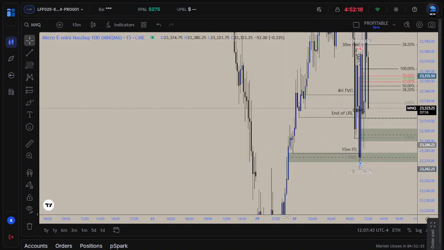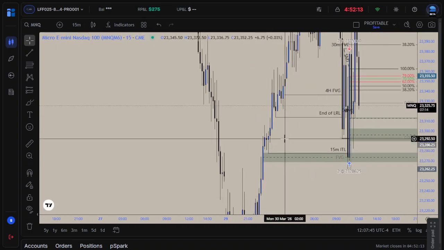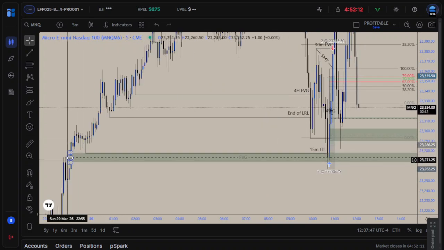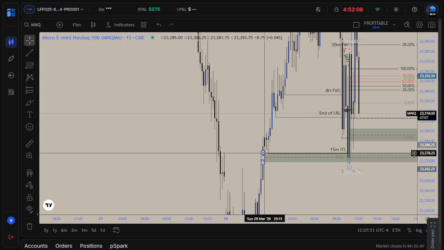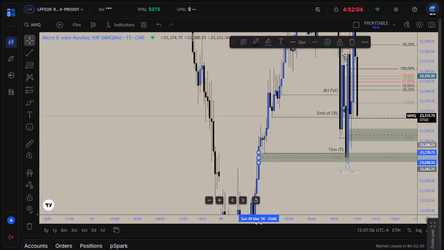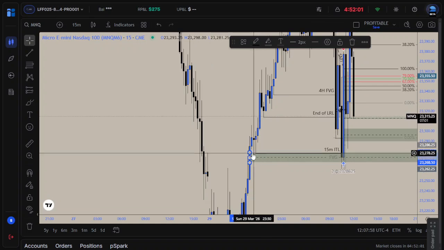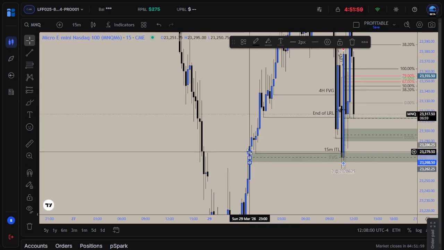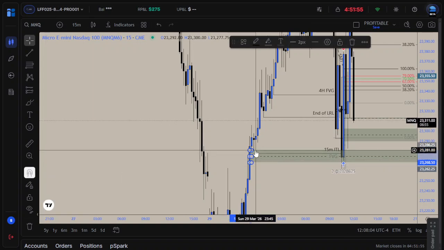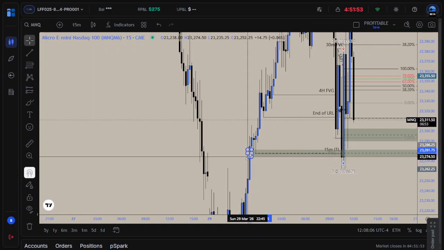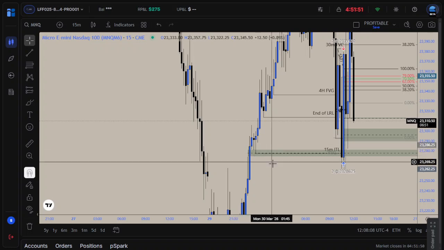If you look, we have this low, which is inside... What is this marking? 15-minute gap. Let's mark out the 15-minute gap there. Oh, the magnet's not on. Okay, there. So we had this 15-minute intermediate low.